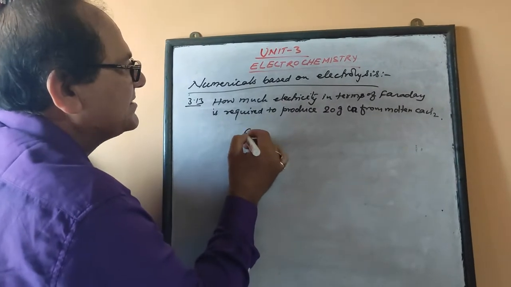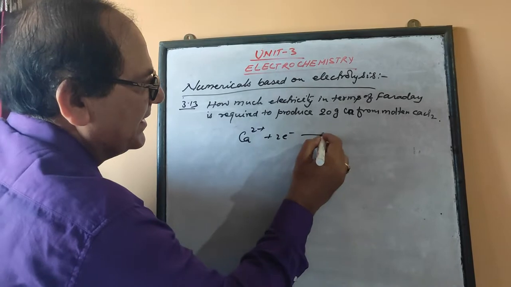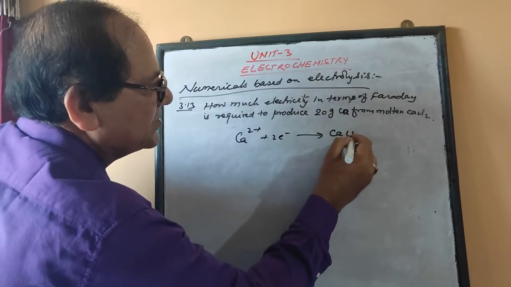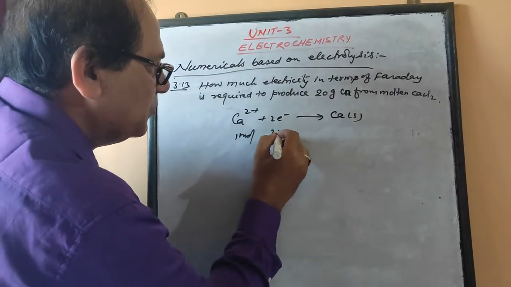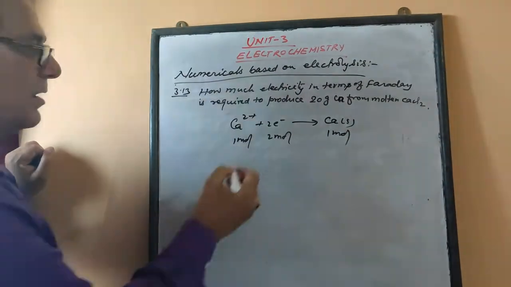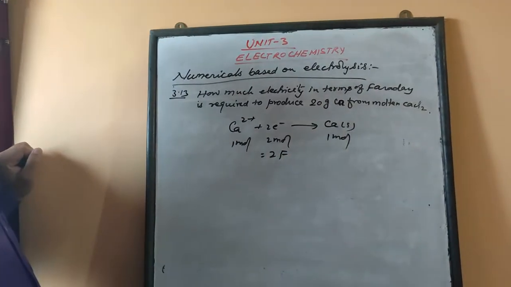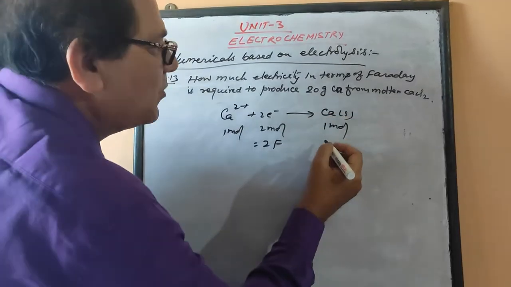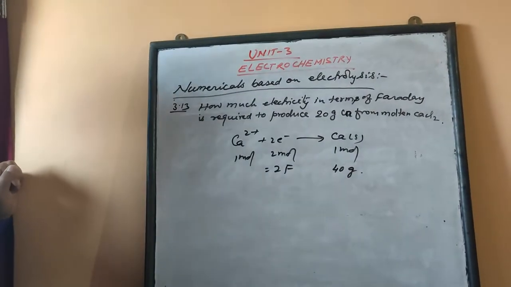The charge on calcium is Ca2+. Ca2+ plus 2 electrons gives Ca. Now this is 1 mole, this is 2 mole, this is 1 mole. This 2 mole means what? 2 Faraday electricity is required. 2 mole electron is 2 Faraday. And 1 mole calcium is equal to 40 gram. Now the gram atomic mass of calcium is 40 gram.